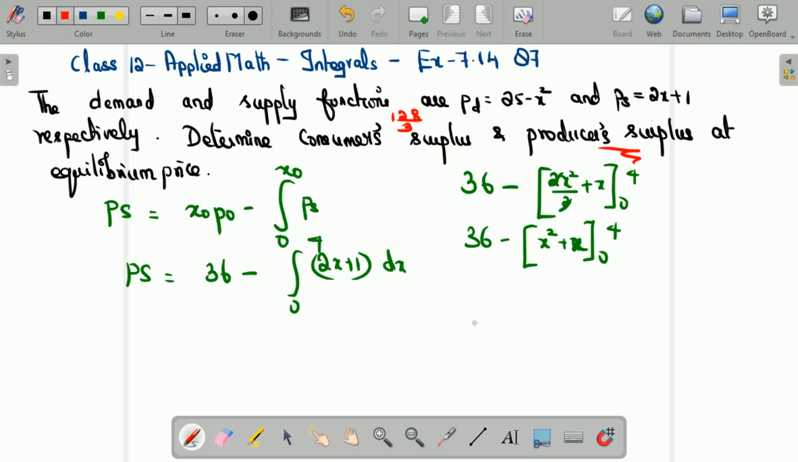Now let's apply the limit. When you apply the upper limit, this is 4 squared, so this is 16 + 4, minus the lower limit, which is anyway 0. So 36 - 20 is equal to 16. So the producer's surplus is going to be equal to 16.